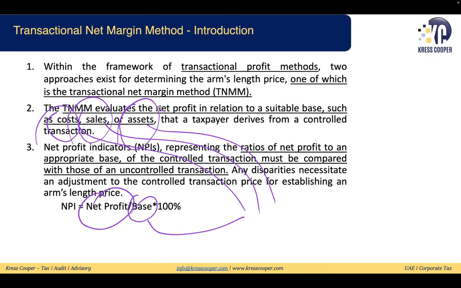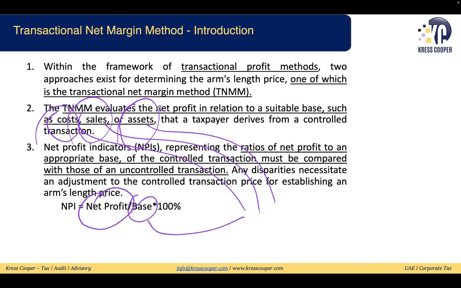Second is the net profit. We need to calculate the net profit as well. We know how to calculate it: sales less cost of goods sold, including direct cost and indirect cost. We need to ascertain the cost transaction-wise. This is very important. So net profit indicator is equal to net profit divided by base, into 100.